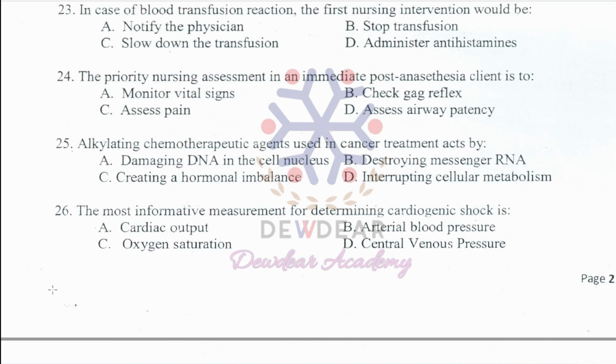Question number 26. The most informative measurement for determining cardiogenic shock is: cardiac output, arterial blood pressure, oxygen saturation, central venous pressure. The correct answer is option A, cardiac output. The most informative measurement for determining cardiogenic shock is measurement of the cardiac output.